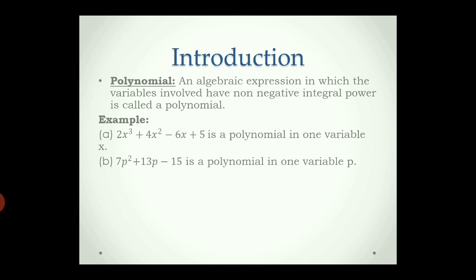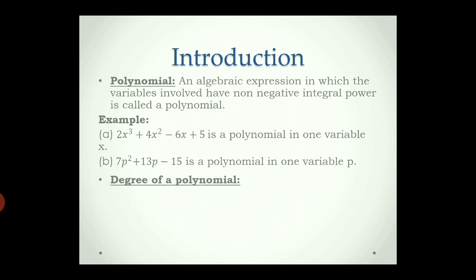Next, 7p square plus 13p minus 15 is a polynomial in one variable p. Here also, the variables that are involved do not include any negative integral power. Therefore, it is a polynomial.